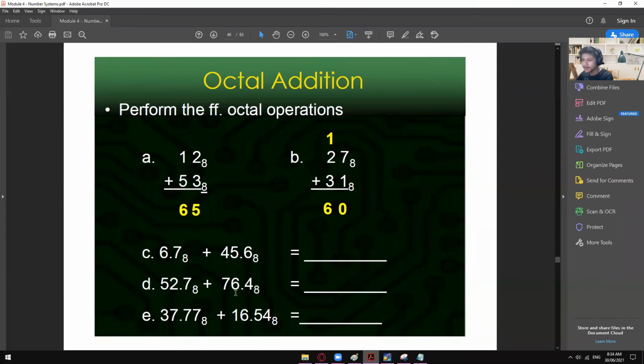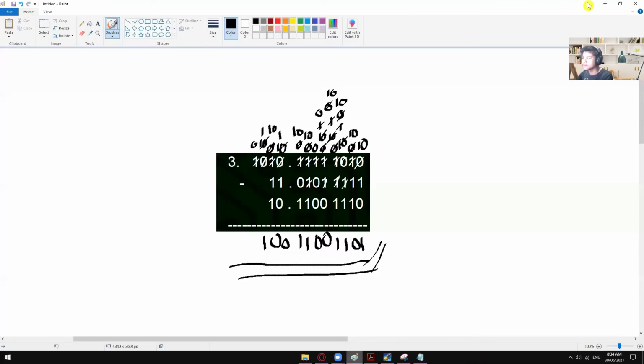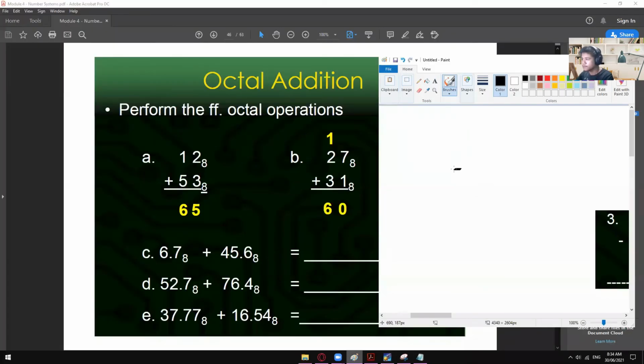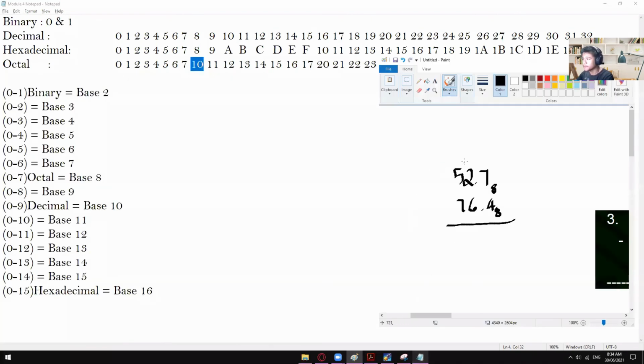So let's answer letter D. It's 52.7 base 8 and 76.4 base 8. So 4 plus 7 is 11, okay? But if we take a look right here, 11 in decimal, but in octal it's already 13. So just put here 13. So carry 1, bring down 3.